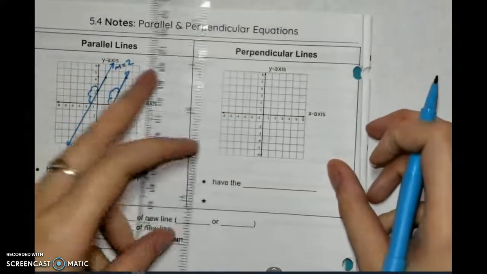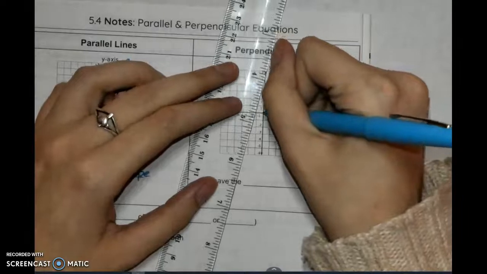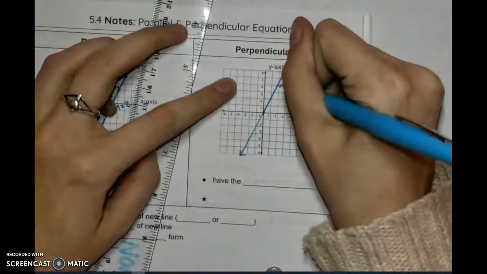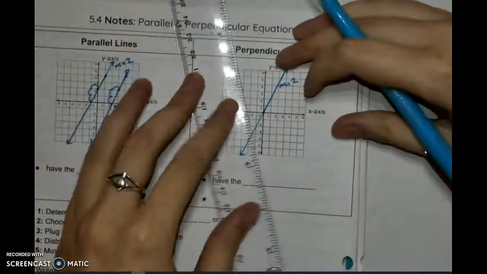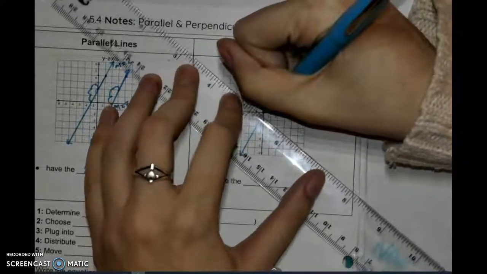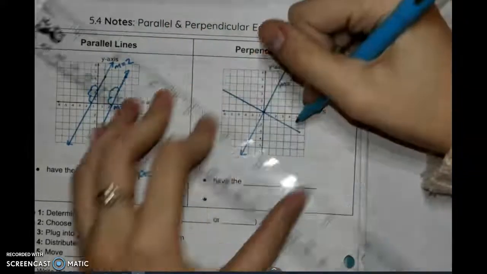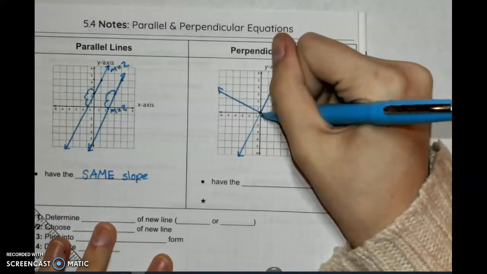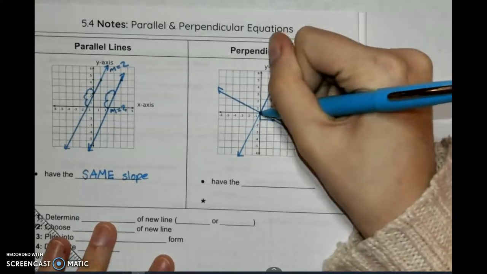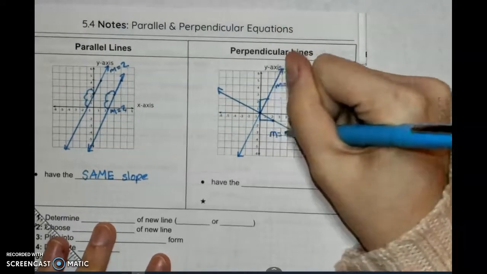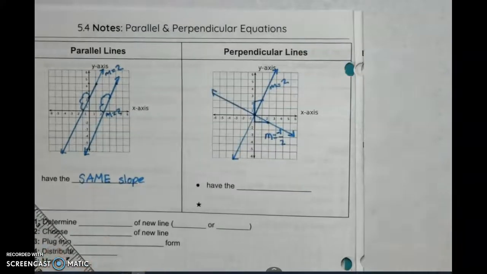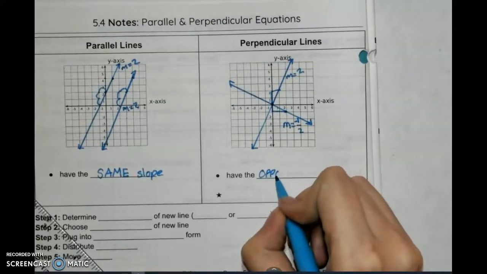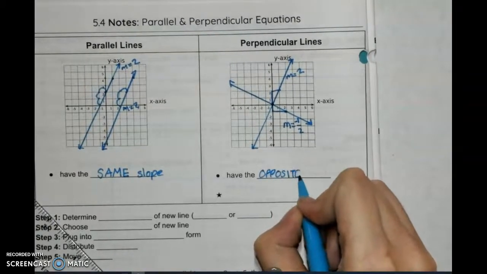Perpendicular lines, though, go the other way. So if I have a line with a slope of 2, a perpendicular line is going to have a slope that's down 1 over 2. So that's negative 1 over 2. So these have the opposite slope.